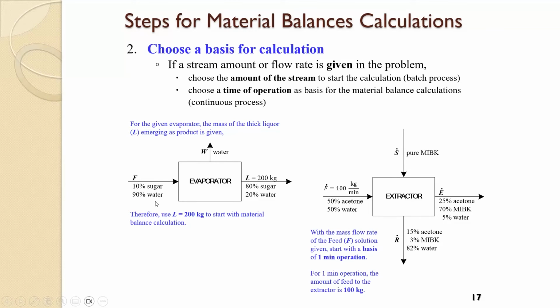So sugar and water is given as 10% and 90%. Some of you might ask, is this percentage mass or mole? If it's not stated and it's liquid or solid, it is mass. All right. So percentage by mass, 10 and 90, and then it enters the evaporator. You'll notice that the thick liquor has 80% sugar and 20% water, it became more concentrated because you have removed the water. And then also, you'll notice that L is given to be 200 kilograms.